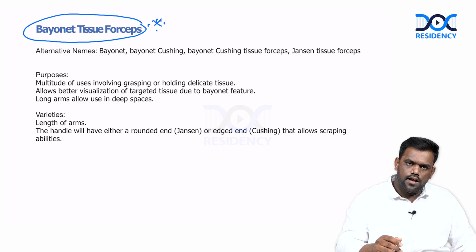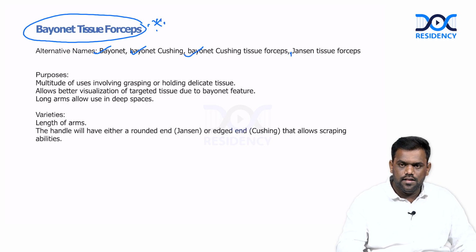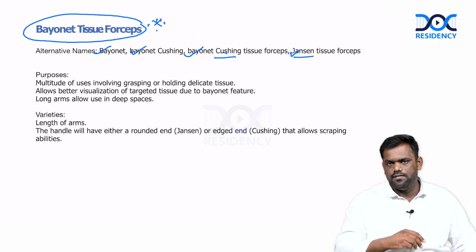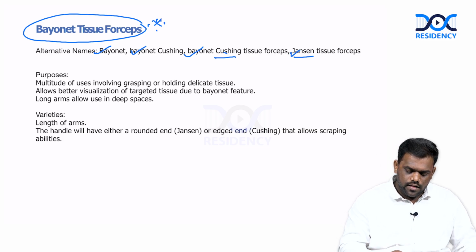What are the various alternative names of this bayonet tissue forceps? It is simply called bayonet or bayonet Cushing, or bayonet Cushing tissue forceps or Jansen tissue forceps. There are two types, Cushing and Jansen. Two scientists are involved here. The purpose is to grasp or hold the delicate tissues.